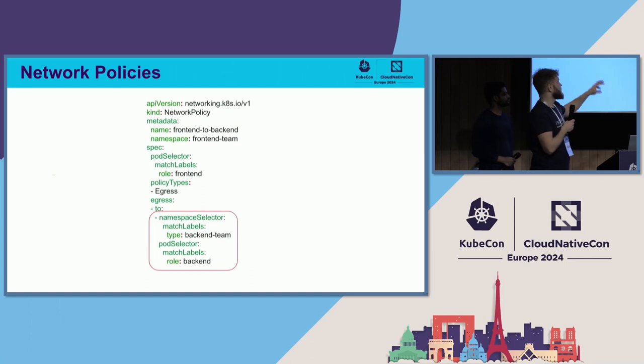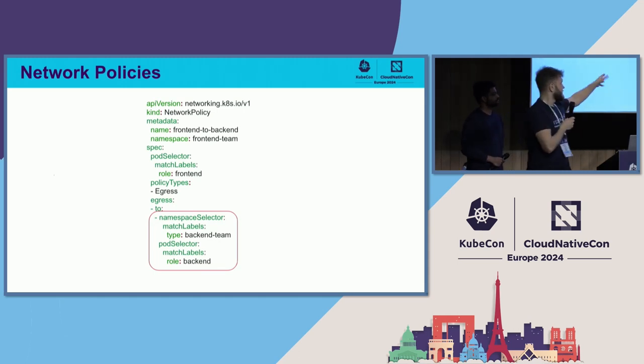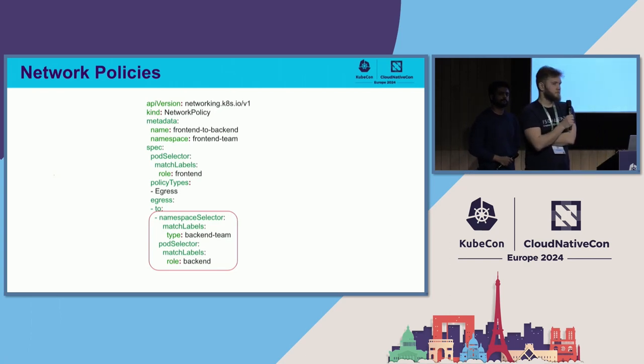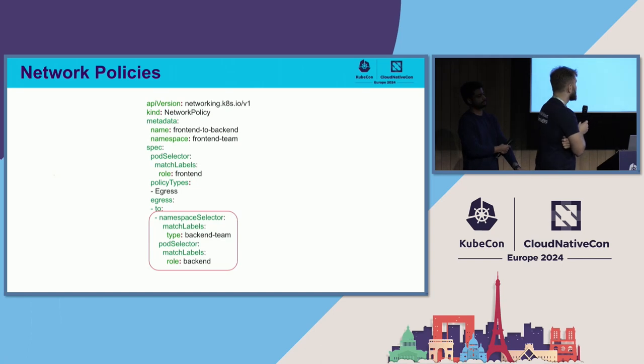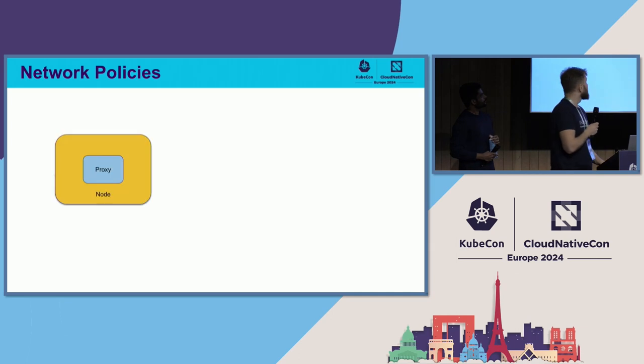And here is an example where you can specify both a namespace selector and a pod selector. What it means is my frontend pod is able to connect to all the pods that live within the namespace with the specified label, and then those pods also need to have a specific label. It's quite a bit more powerful than just saying which deployments in a cluster can talk to each other. So now let's think from the proxy perspective: how would you go about implementing such a feature to restrict those connections?